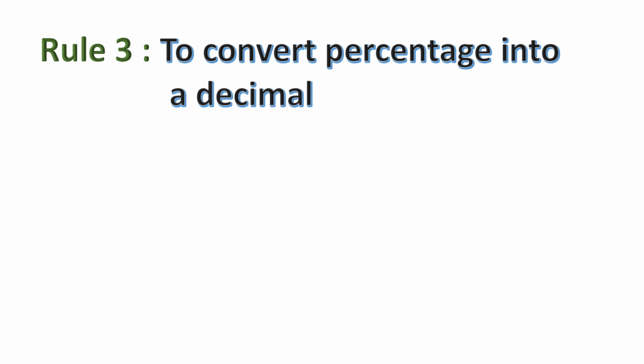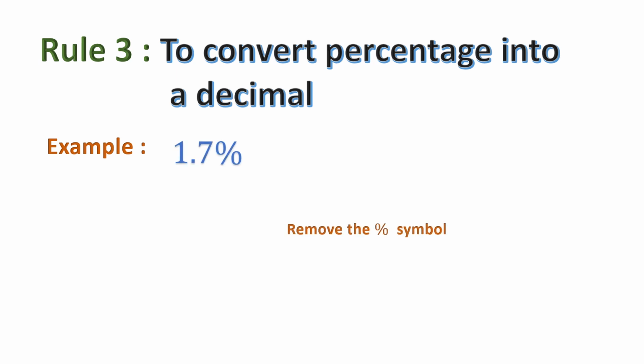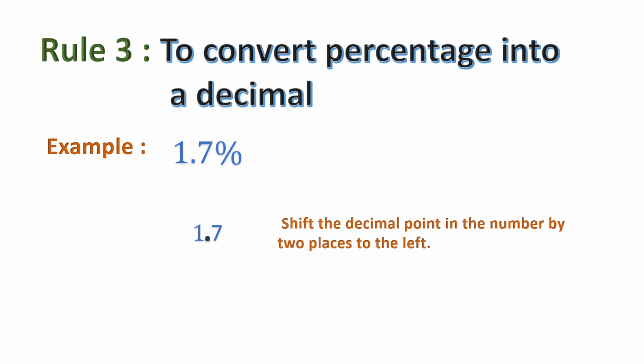Let's take another example. We have 1.7%. We have to convert this into decimal. So what was the first step? Remove the percentage symbol and just write 1.7. So it is clearly seen that there is a decimal point in our number. Decimal point is here. After that, we have to shift the decimal point in the number by 2 places to the left. So 1 left shift, 2 left shift.